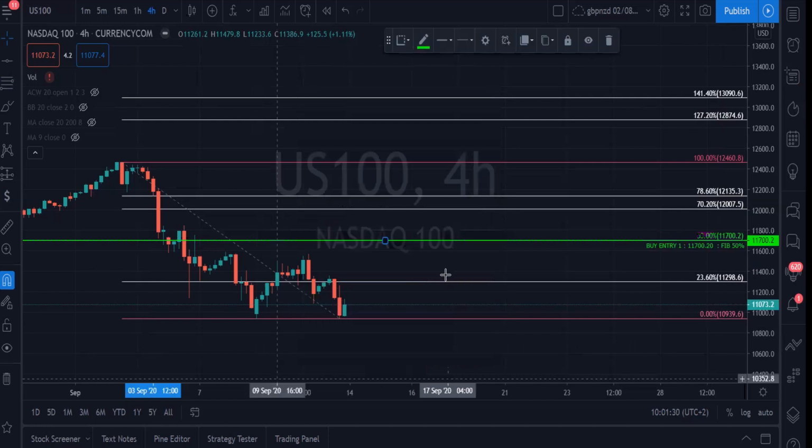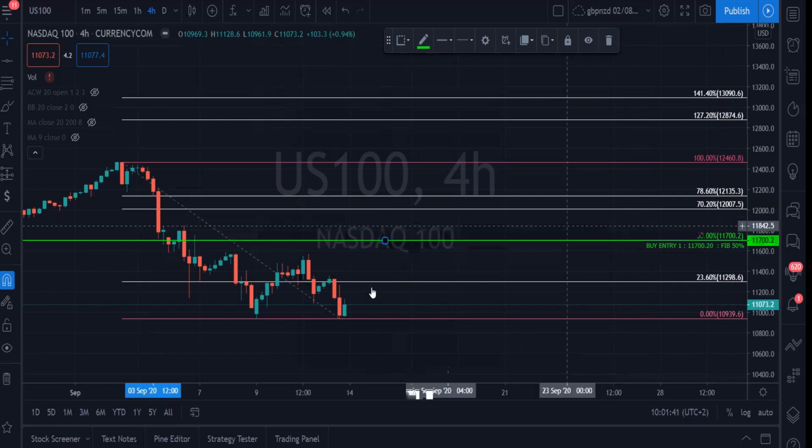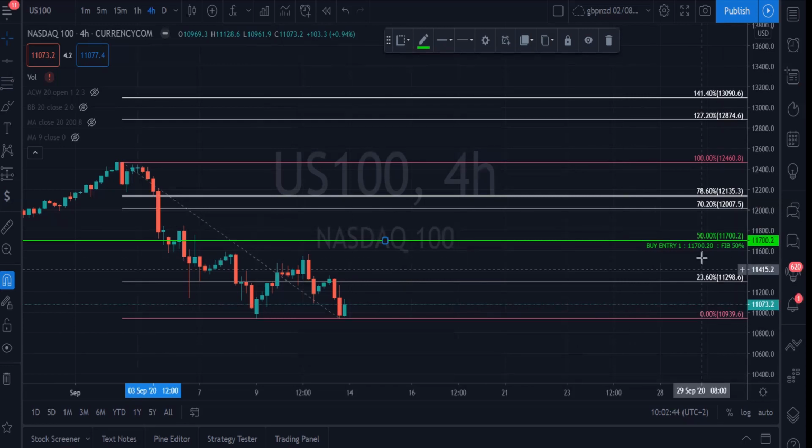Right, so firstly, I've got my buy entry 1, which is here. I've captured it as 11,700.20 as a Fibonacci 50%.